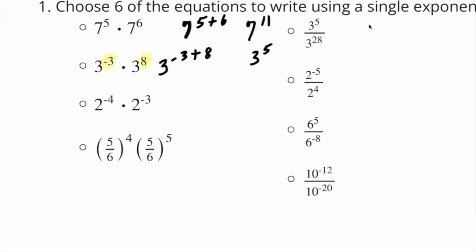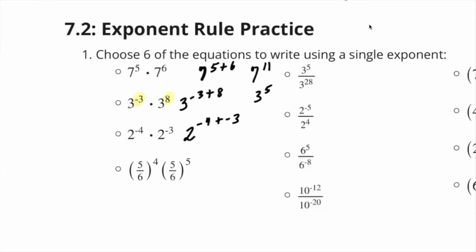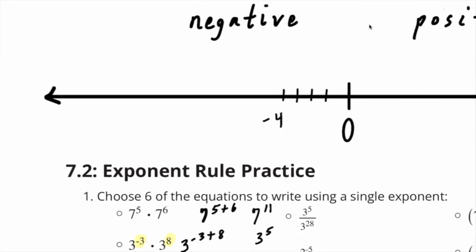Let's make some room here. Next, 2 to the negative 4 times 2 to the negative 3. Again, multiply terms with the same base, add the exponents. So that's going to be 2 to the negative 4 plus negative 3. Let's look at our number line briefly. So if we're adding negative 3 to negative 4, we're going to start, let's just say 1, 2, 3, 4. That's our negative 4. And we're adding negative 3, meaning we're continuing in this direction 3 more places. So it's going to be negative 5, negative 6, negative 7. So the result is going to be negative 7.